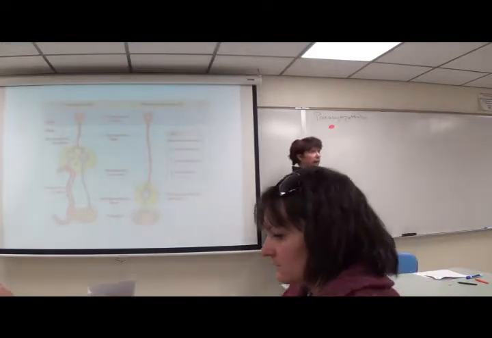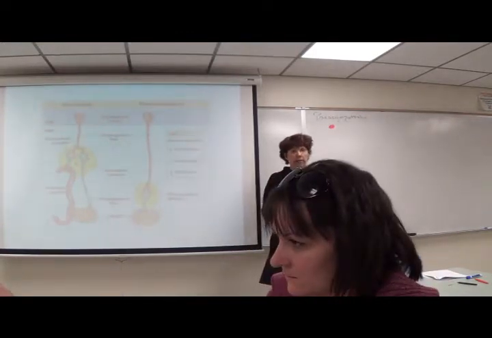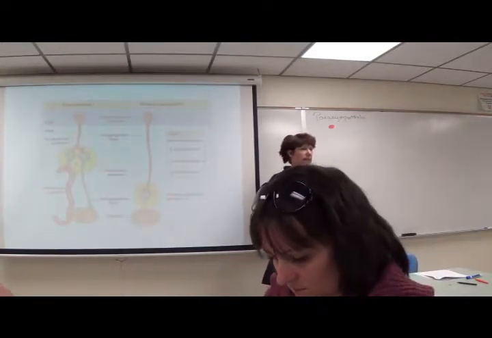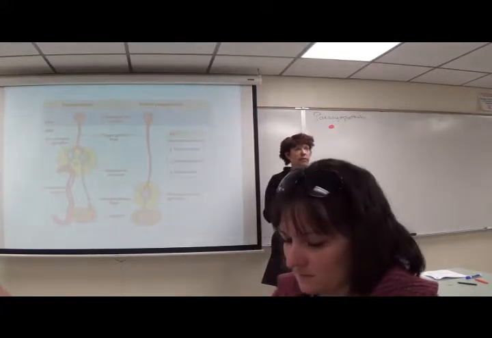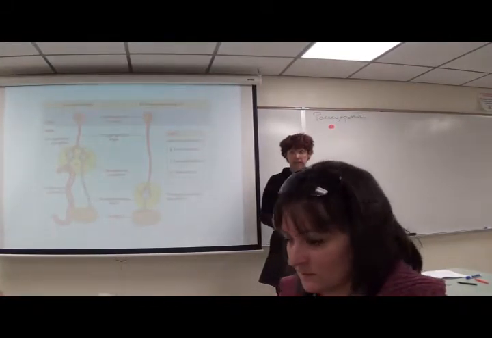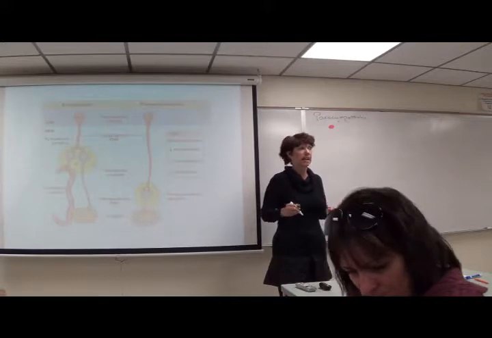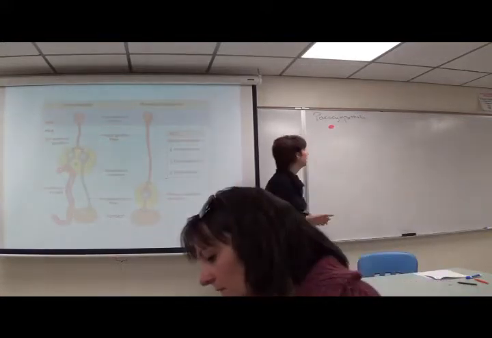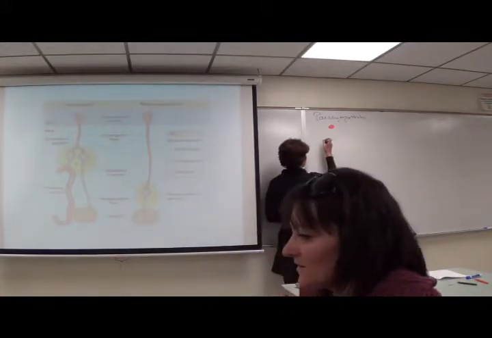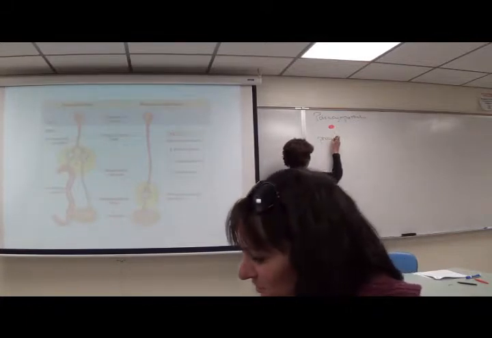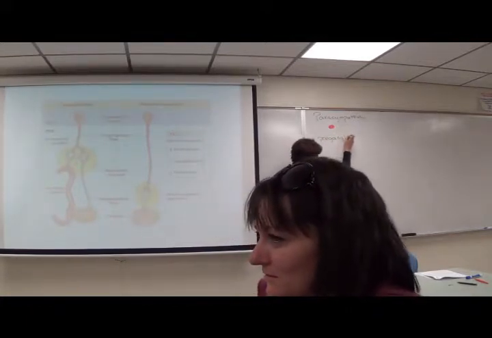And when you identify the neurons on the diagrams and on exams and quizzes, you should always include whether it's parasympathetic or sympathetic. Okay? Not just identify it as pre or post. So this is a parasympathetic pre-ganglionic neuron.